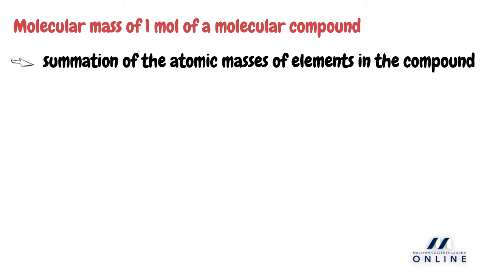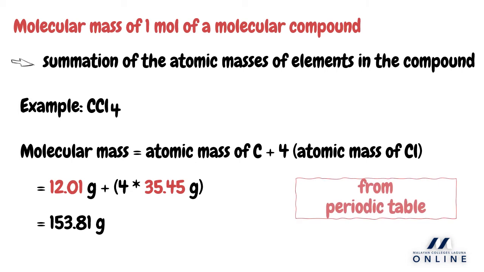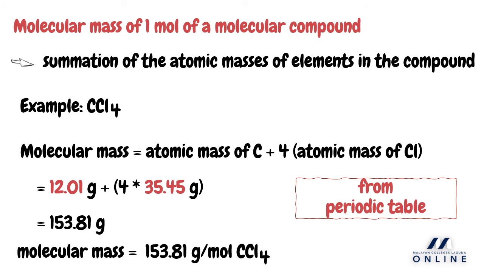For example, for carbon tetrachloride, the molecular mass is equal to the atomic mass of carbon plus 4 times the atomic mass of chlorine. We multiply the atomic mass of chlorine by 4 since there are 4 chlorine atoms in a molecule of carbon tetrachloride. Doing the calculation, we get 153.81 grams. Take note that 12.01 and 35.45 come from the periodic table of elements. Thus, the molecular mass for this particular compound, which is carbon tetrachloride, is 153.81 grams per mole.